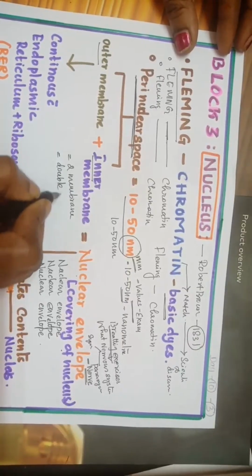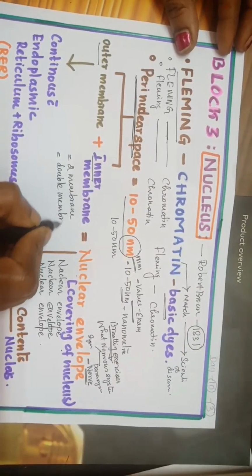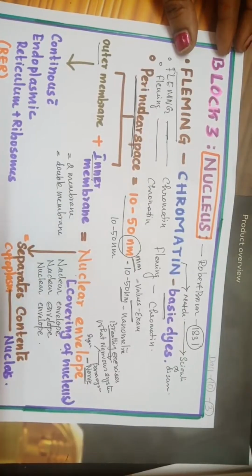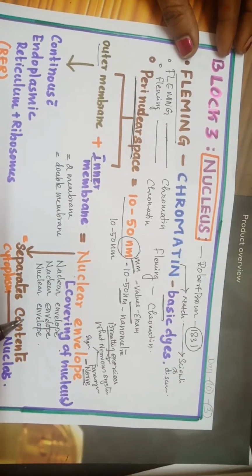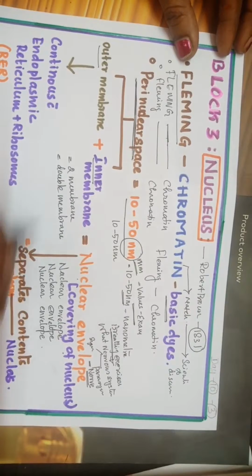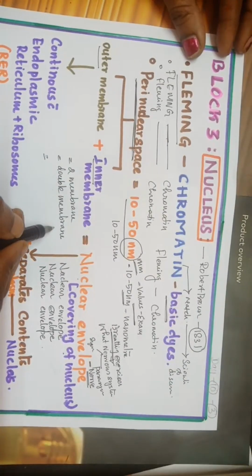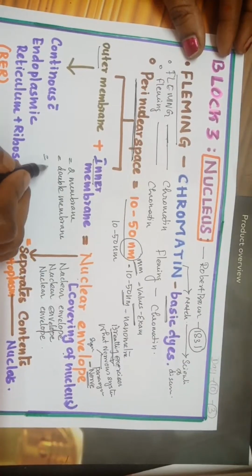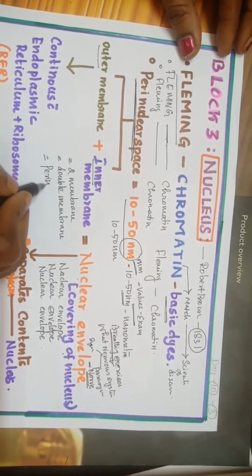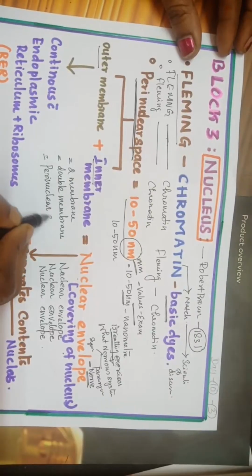Are you writing, students? Double membrane bound organelles. The aim of this stream is to do active recall and active study, not a passive one. So I want you to write it down. Double membrane bound organelle. In between the two membranes, you have a space called the perinuclear space.